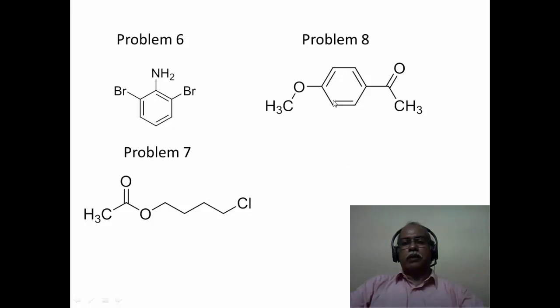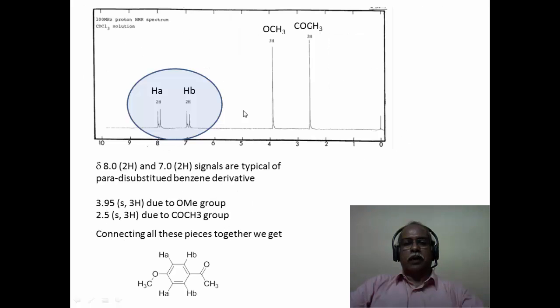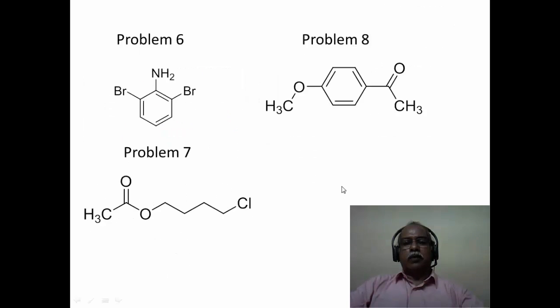Finally, an aromatic compound which is a para-disubstituted derivative, with a nice para-disubstitution pattern, which is this particular pattern seen here, and the three compounds have been elucidated, structures have been elucidated from the spectroscopic data that is provided.